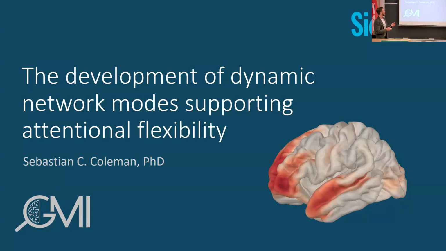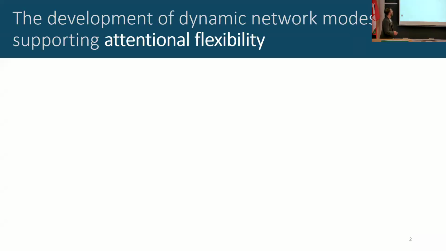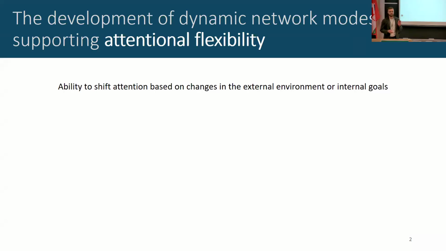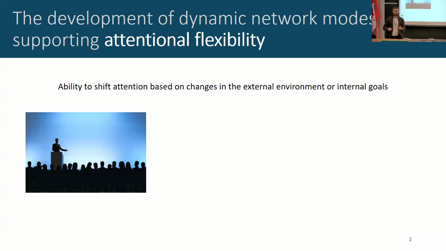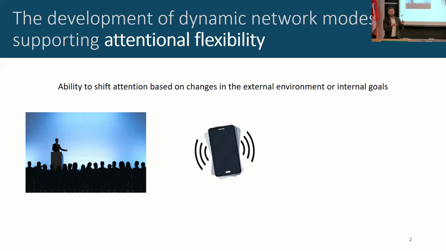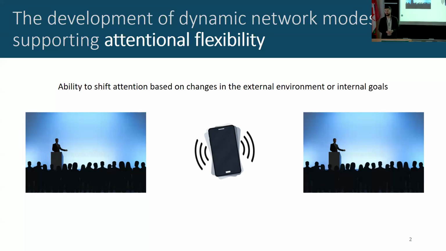Okay, so my talk is titled The Development of Dynamic Network Modes Supporting Attentional Flexibility. To walk you through each part of that title, attentional flexibility is the ability to shift our attention from one thing to another based on changes in the external environment and internal goals. For example, you're all hopefully, after that rest, attending to me right now, but maybe your phone vibrates, so you shift your attention to your phone to check how important it is. Maybe it's a spam email, so you decide to shift your attention back to me. That's just an example, but we're doing this all the time, and it's essential for complex adaptive behavior in humans.